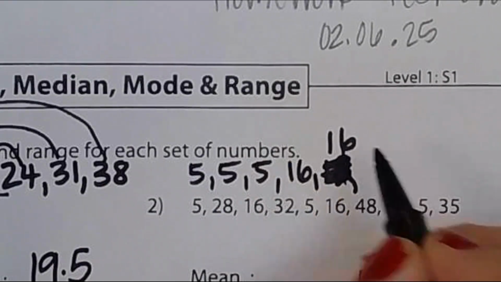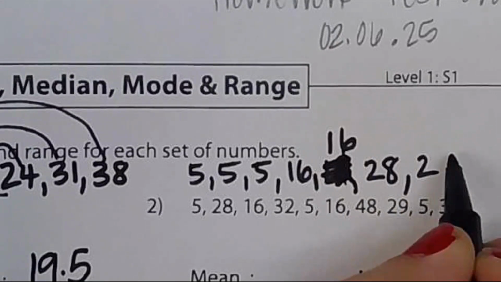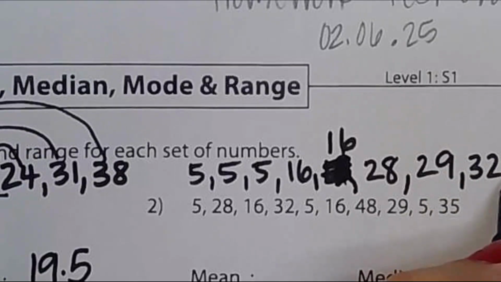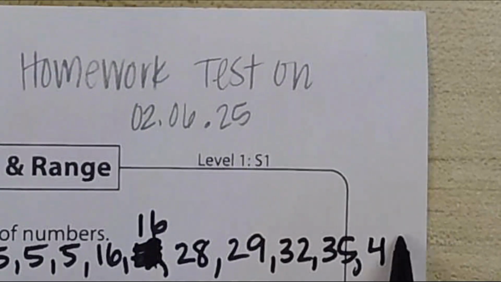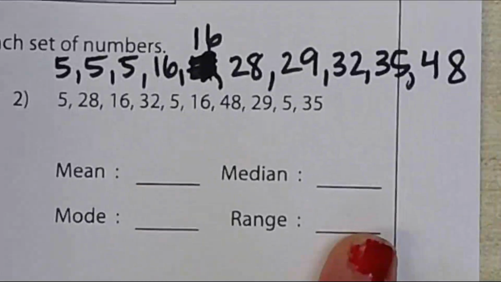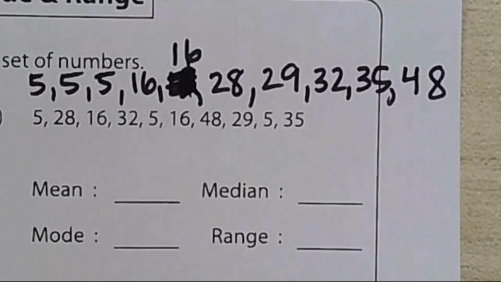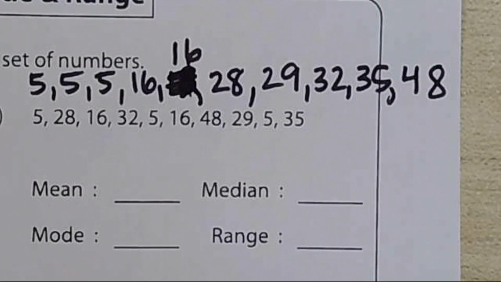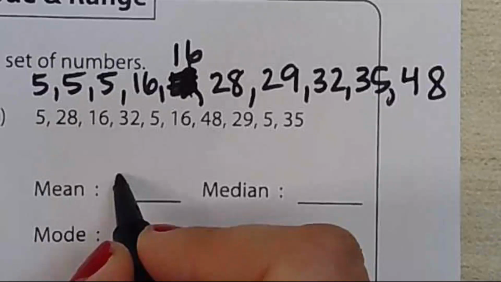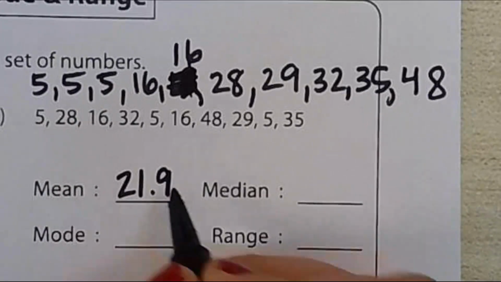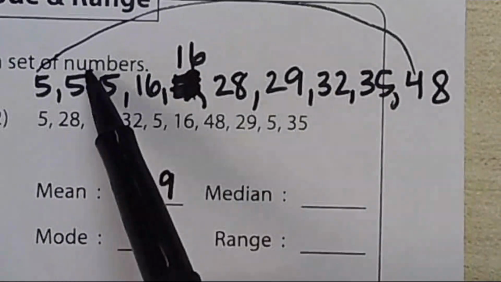It looks like I'm going to just do this. Okay. 16, 28, 29, 32, 35, and 30, 48. Woo. See what happens when I start talking? You're still cool. Oh, thank you. All right. So now you add those numbers up and divide by 10. 21.9.